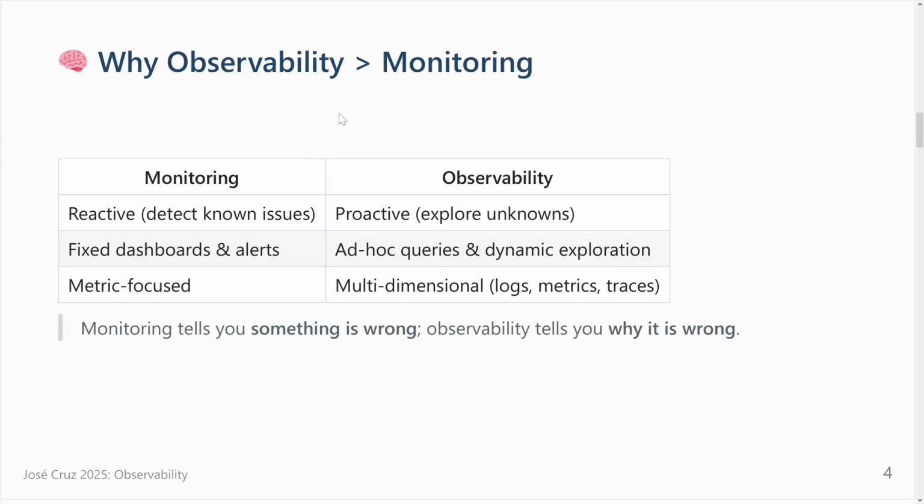So why observability? Let's check from the monitoring point of view. When you see monitoring, we say it's reactive. We detect known issues. That's one of the things. So you have monitoring, you have some metrics, you look into it and say, okay, maybe the problem is this one. Observability takes a different approach. It's proactive, it explores, and it knows, because it receives all this information.